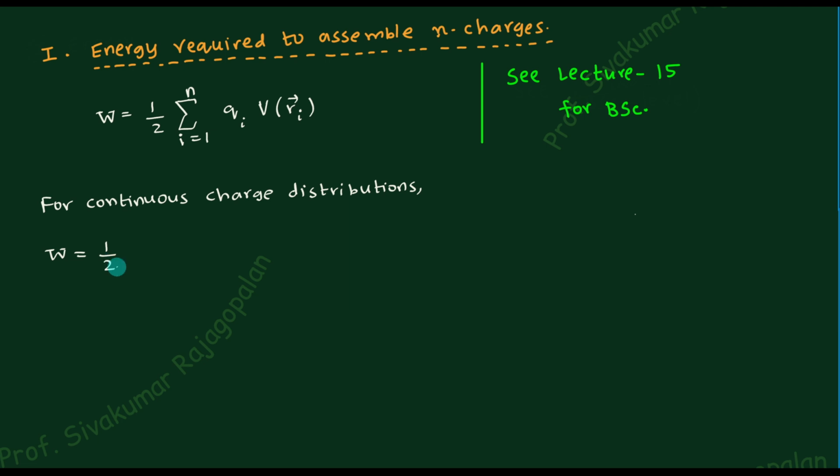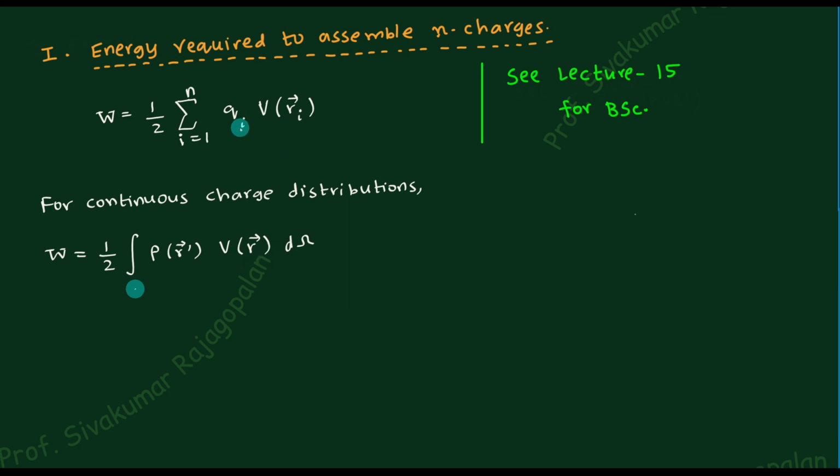So you put a 1 by 2 and then integration instead of the summation. And as you can see, the charges will be replaced by charge density and the rest of the thing is the same. So you can easily understand how this works. The Q is becoming the integral of rho, the integral of the charge density over the volume d omega. So d omega represents some region of space, whatever be the region of space that you are going to consider, and then multiply by this V of r.